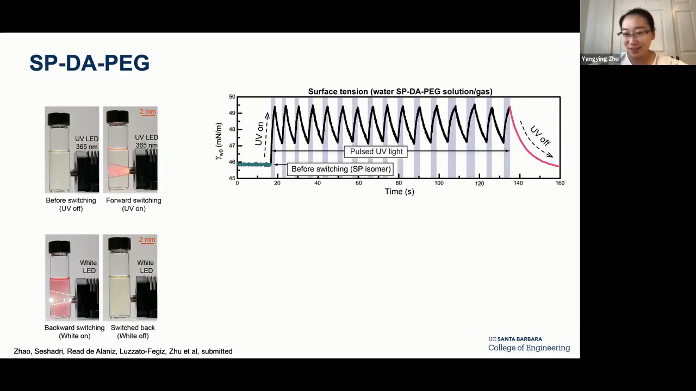And how about the surface tension? This is the interfacial tension of water in air. And with a tiny amount, I believe 0.1 millimole, of this surfactant.